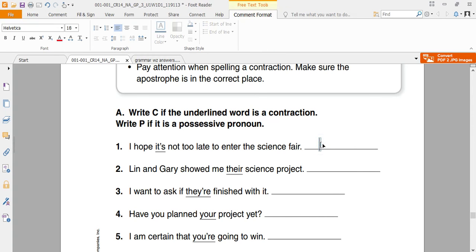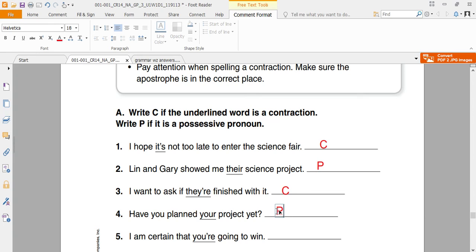Number 1, write C. Number 2, Lena and Gary showed me their science project. Yes, "their" is not a contraction, it's a possessive pronoun that we learned yesterday. Very nice. Number 3, I want to ask if they're finished with it. Yes, "they're" means a contraction for they are. This is a contraction. Number 4, have you planned your project yet? "Your" doesn't have an apostrophe here, so this is not a contraction, it's a possessive pronoun.